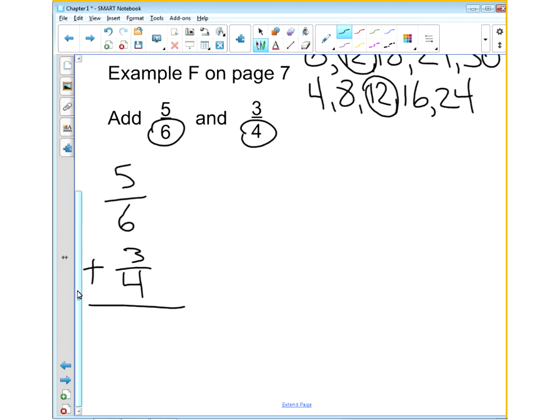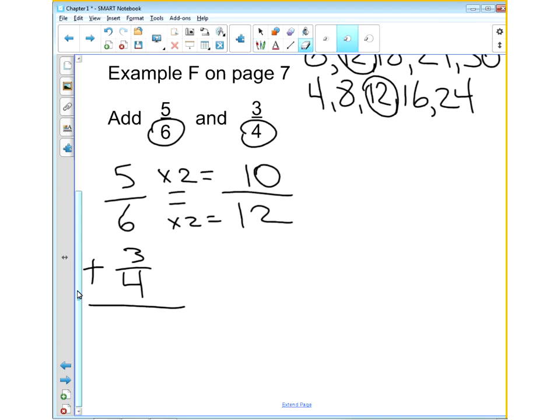All right, so I want to get them to, what was it, 12ths. In the textbook they used 24ths. I don't know why they use that when 12 is the least common denominator. Okay, so I know 12 is my least common denominator. I know 6 times 2 equals 12, so that means 5 times 2 equals 10. And here I've got 3/4, and I need a new denominator of 12.